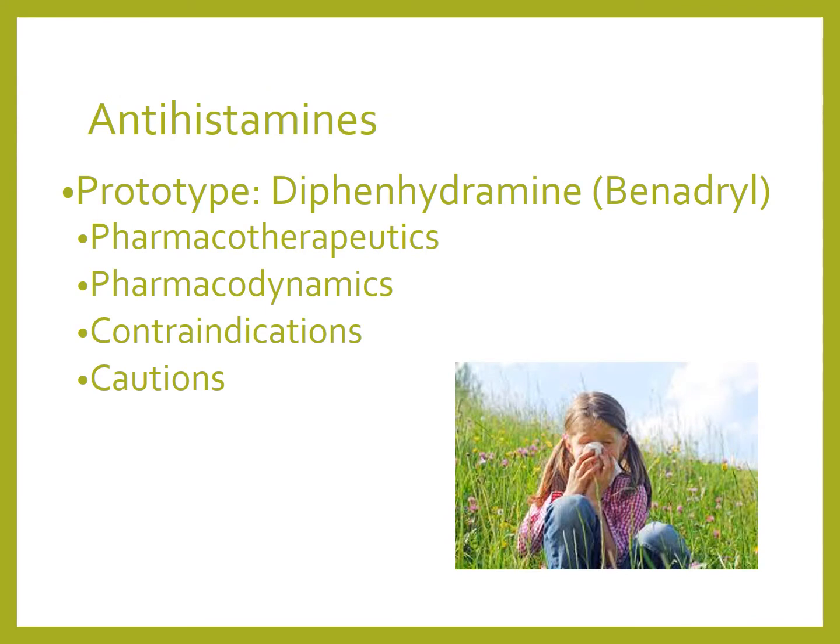Our first type of drugs that we're going to talk about are antihistamines. Antihistamines are used to prevent the histamine release when we are coming in contact with an antibody that triggers our immune system. They're often used for allergic rhinitis or allergies, as well as the common cold. There's a first generation and a second generation of antihistamines.